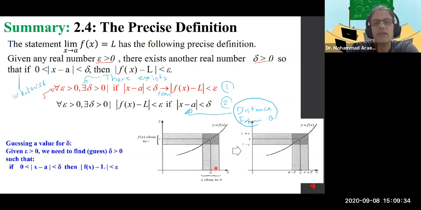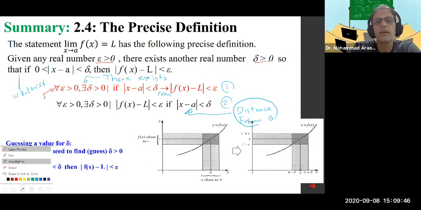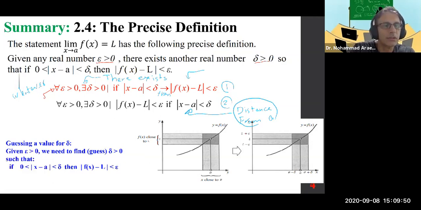Then f of x minus L, the absolute value of that, what is that? The distance that f of x, or the y value, has. I need a different color actually here.